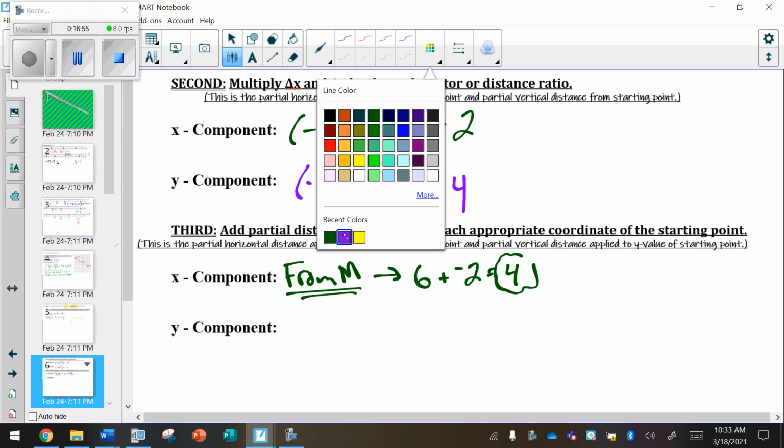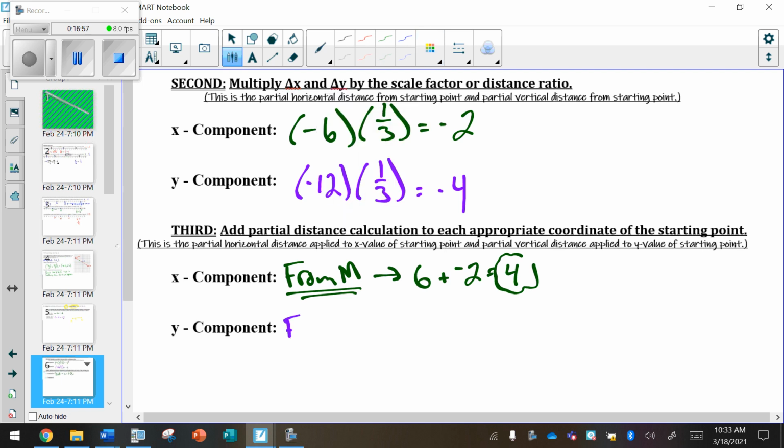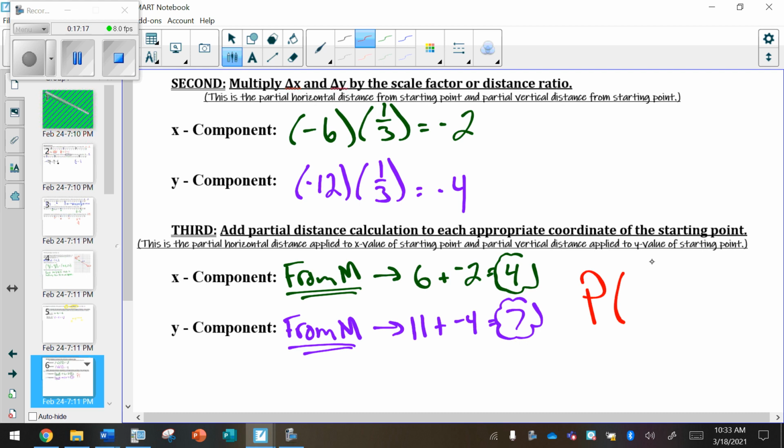And then we're going to do that same thing from point M again, because we're going from M 1/3 of the way towards N. So the y coordinate for point M was 11. We're going to add in our -4 to show that we're going down 4 units. So that means that's at 7. What this is telling us is that our point P has the x coordinate of 4 and the y coordinate of 7.